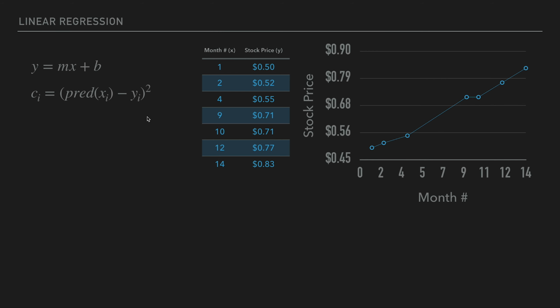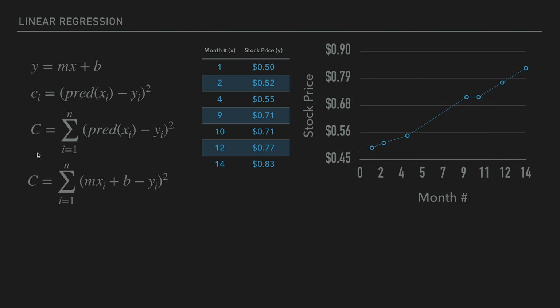So we can define the total cost as the prediction for each point of x minus the actual value y of that particular x, squared, and then add them all together. This is the summation. So the prediction of our model is really mx plus b.